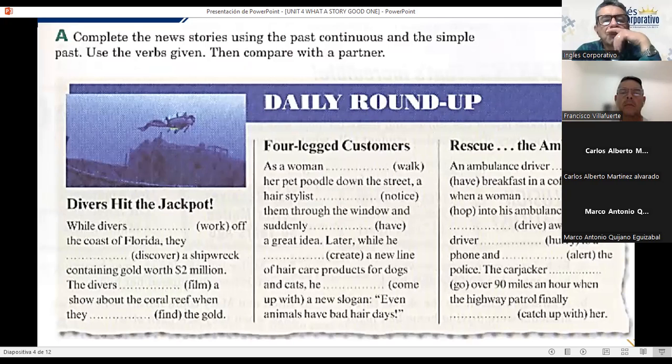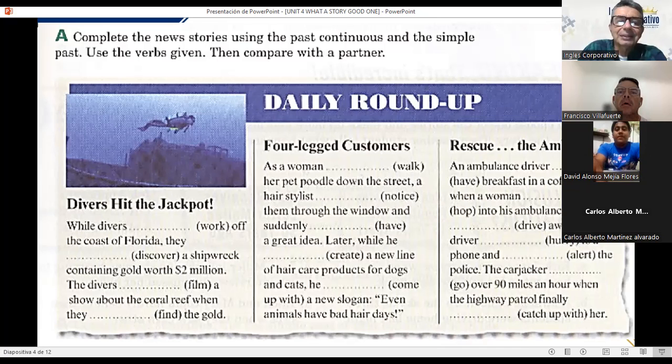What would be the first one? This story. There are three stories over here. What is the first story? Wild divers were working off the coast of Florida.